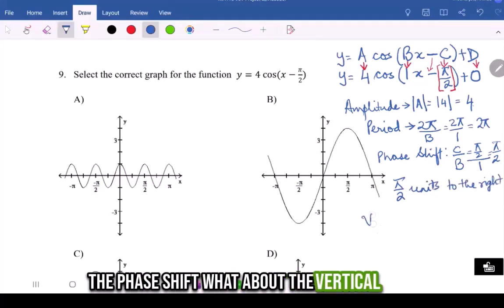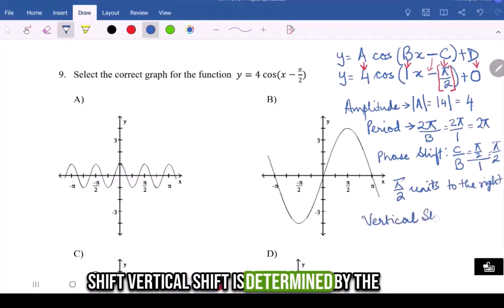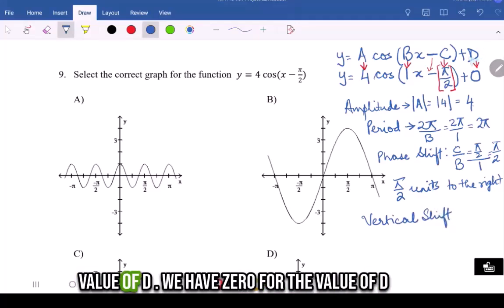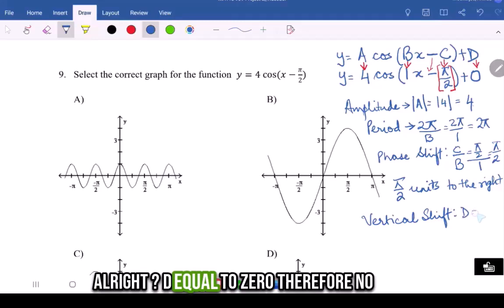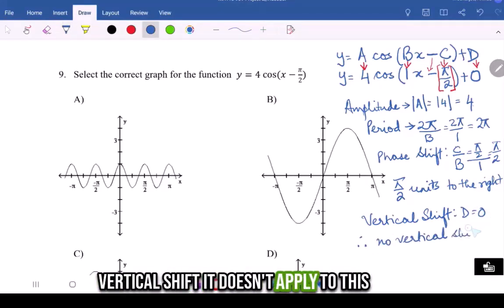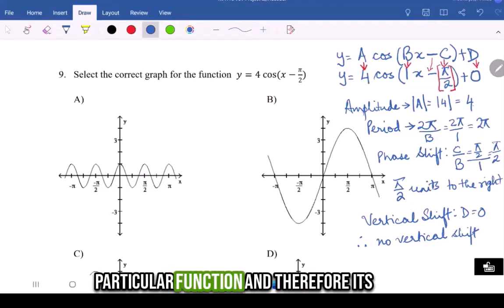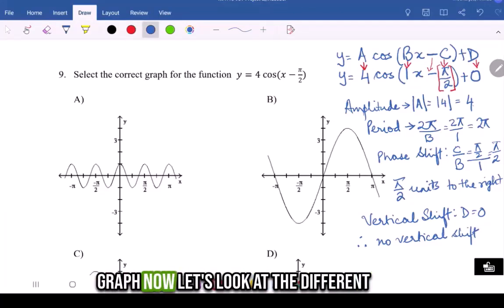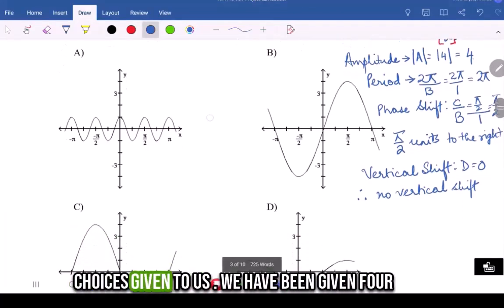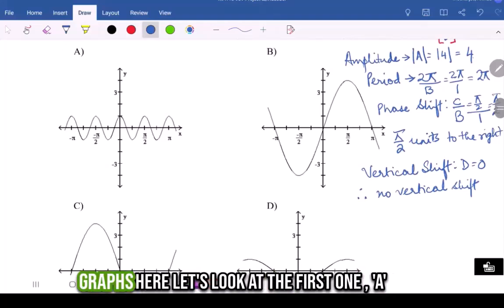What about the vertical shift? Vertical shift is determined by the value of D. We have 0 for the value of D. Therefore, no vertical shift. It doesn't apply to this particular function and therefore its graph. Now let's look at the different choices given to us. We have been given 4 graphs here. Let's look at the first one, A.